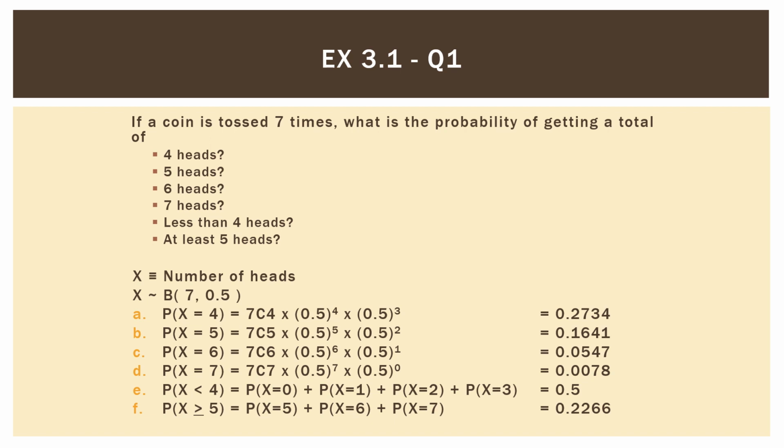Always find the shortest way to do it. If I say less than 4, what does less than 4 tell you? 0, 1, 2, 3. If you have already calculated 0, 1, 2, 3, then you just use it. More than or equal to 5, at least 5: you don't go and do 1 minus 0, no need. At least 5 means 5, 6, 7. You just add it up.